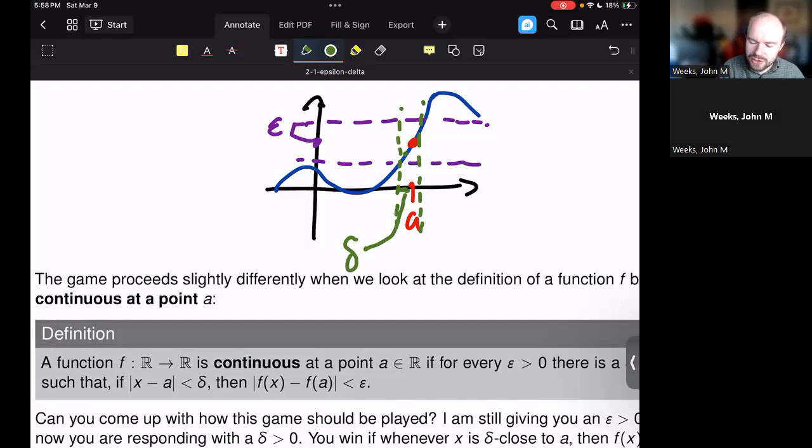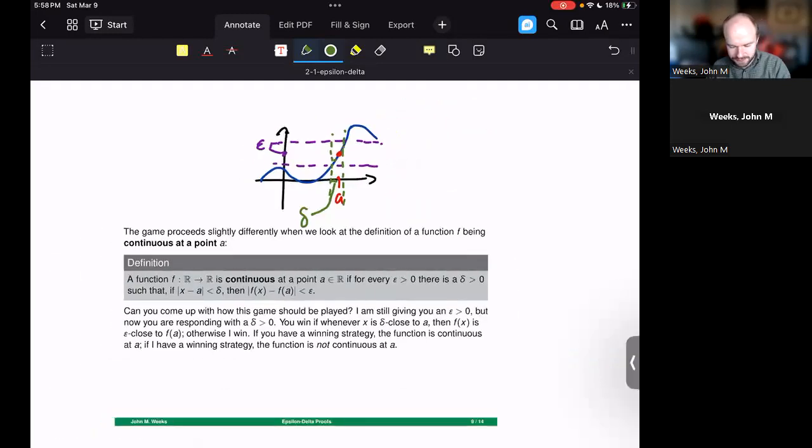Any x value that I choose inside of this green window should have its y values be inside of this purple window. This is essentially what I'm trying to say. The values of the function inside of the x window should fit entirely inside the y window. The window of y values is what we're attempting to say for this.